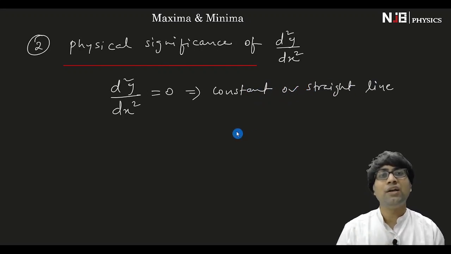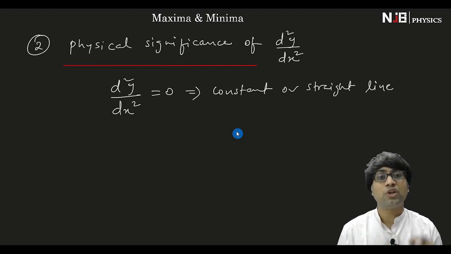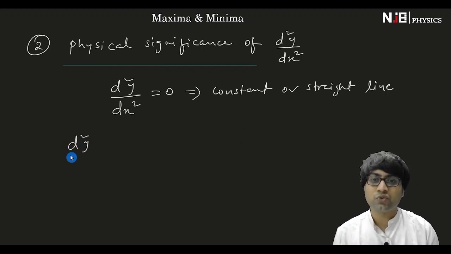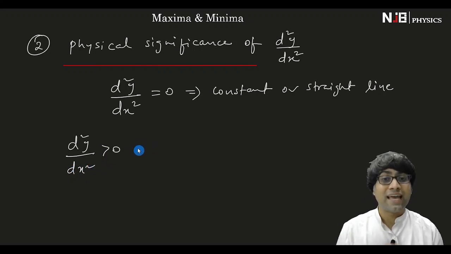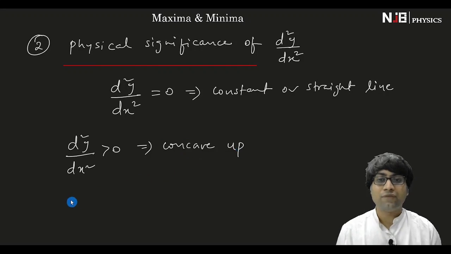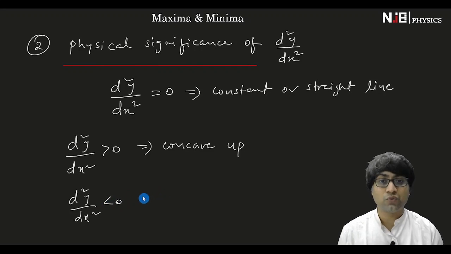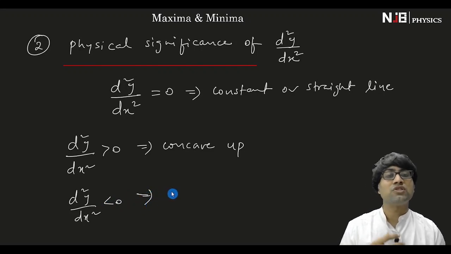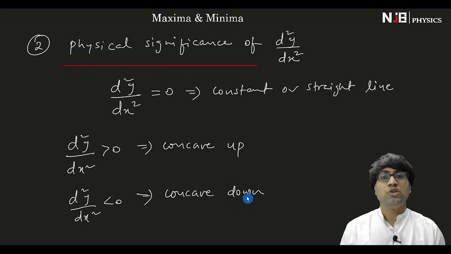However, in the case of a non-linear function, the graph is going to be a curve, and whether that curve is going to be concave up or concave down is basically decided by d²y/dx². So if at any point d²y/dx² is greater than 0, then it implies that the graph is concave up. And if d²y/dx² is less than 0, that is, negative, it implies that the graph is concave down. So this is the physical significance of d²y/dx².